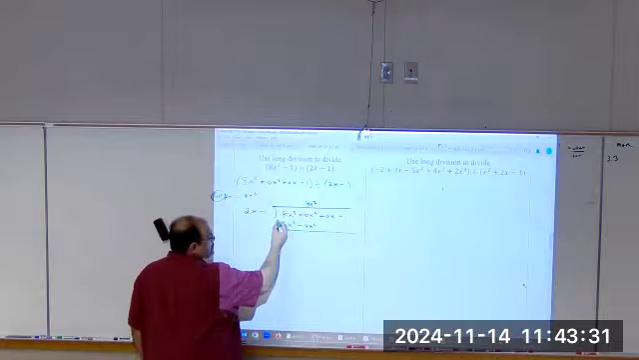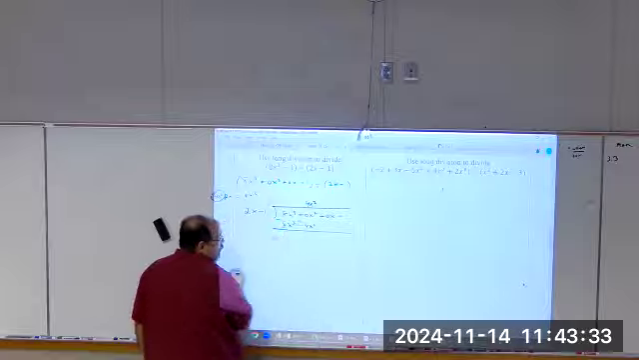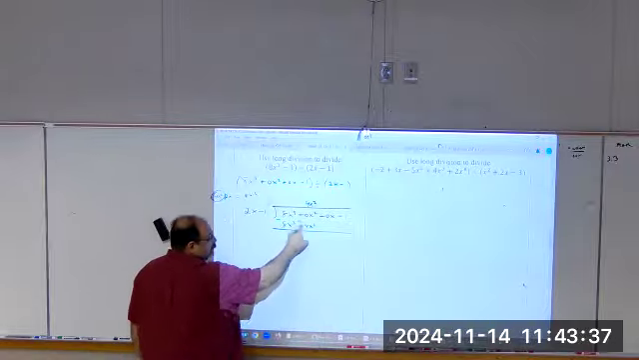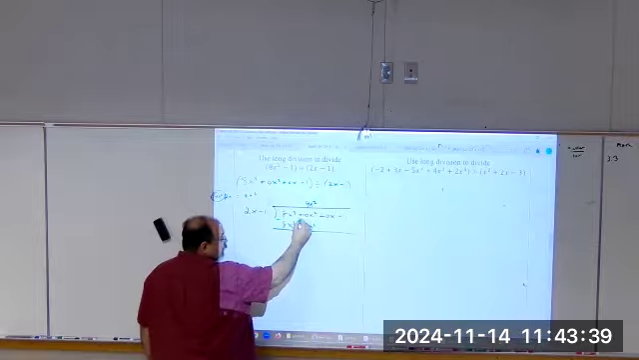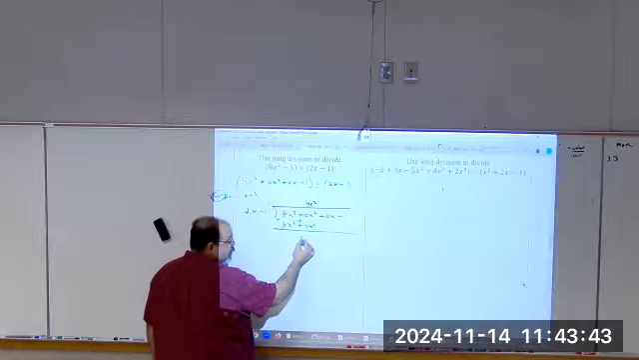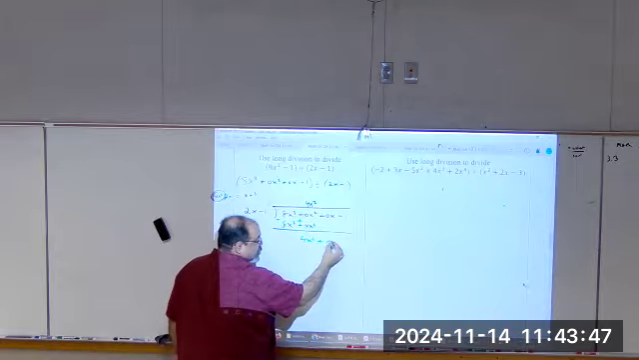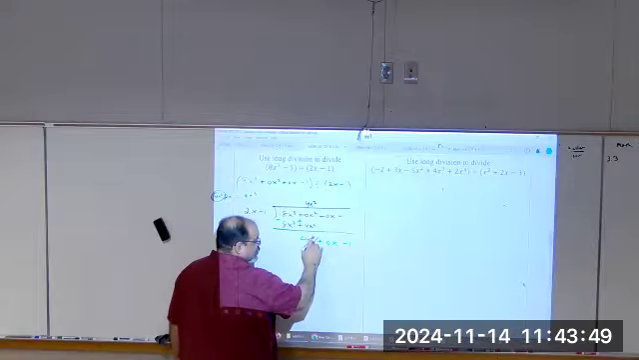Subtract. Same technique, same algorithm. That cancels out. 0 minus a negative becomes a positive. 0x squared plus 4x squared is 4x squared. That's still 0x and a minus 1.